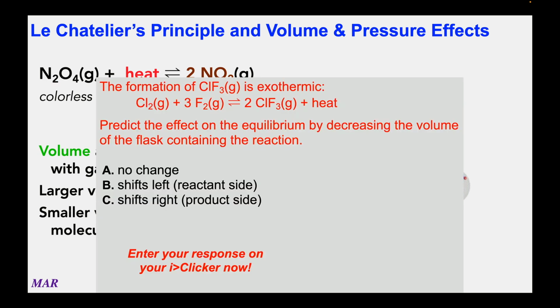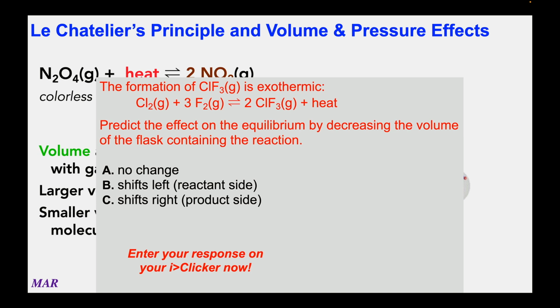In this reaction, which is the chlorine reacting with fluorine to make two ClF3s and it's exothermic, let's think about what would happen to equilibrium by decreasing the volume. And if you see a problem like this, decreasing or increasing volume or pressure, you have to think about the relative number of moles of just gas on both sides. So in this reaction, you have chlorine and 3 fluorines on the reactant side. That's 4 moles of gas. And on the product side, you have 2 moles of ClF3. So it's 4 moles on the left-hand side versus 2 moles on the right-hand side.